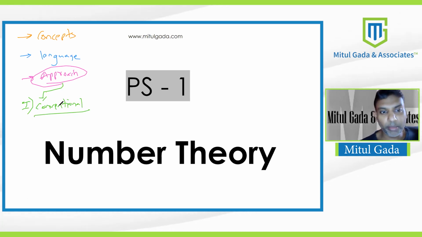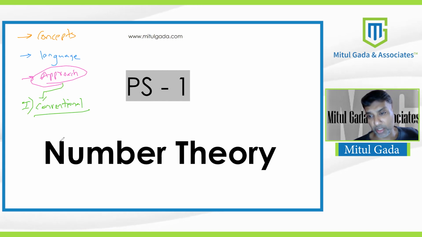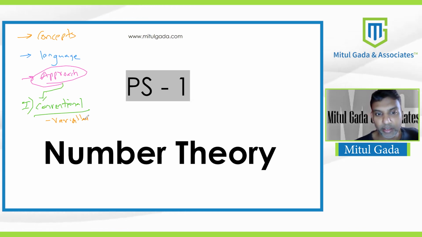Why do we say school method? Because this is what we used to use in school when we were solving math questions. In school, for a math question, there were no options given. So because there were no options given, what you had to do compulsorily was think of some variables. Remember? Let this be X, let this be Y. Correct?